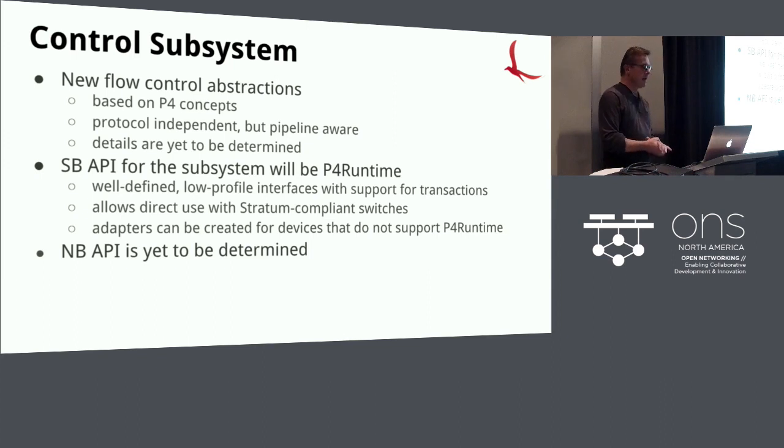The control subsystem will probably come in last. This is something where we're exploring the use of new flow control abstractions. ONOS today provides the flow objective as a pipeline-agnostic abstraction for applications. While it definitely has its merits, it also has its downsides. With the advent of P4 and P4Runtime, with the ability to actually prescribe, or at least formally describe, what the pipeline looks like, we can now expose the pipeline details directly to the applications.